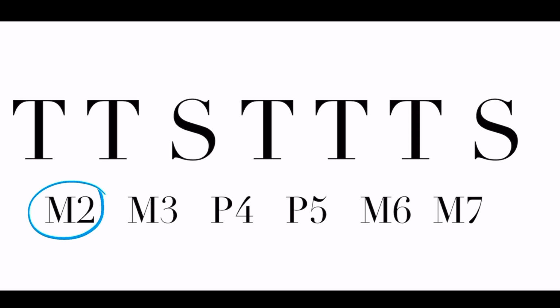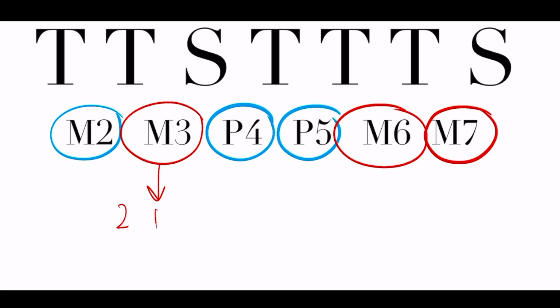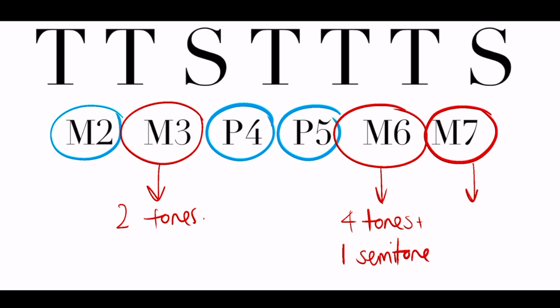In the two scales that we're looking at today, a major scale and a natural minor scale, the second, the fourth, and the fifth all stay the same. They're not going to change, but the third, the sixth, and the seventh are going to change between scales. So if we have a look at those intervals, we've got a major third, which is made up of 2 tones, a major sixth, which is 4 tones and a semitone, and a major seventh, which is 5 tones and 1 semitone.